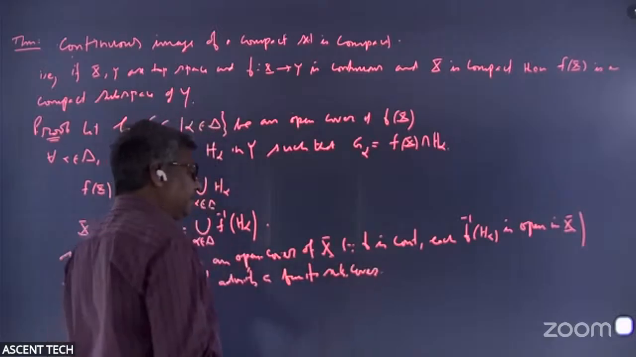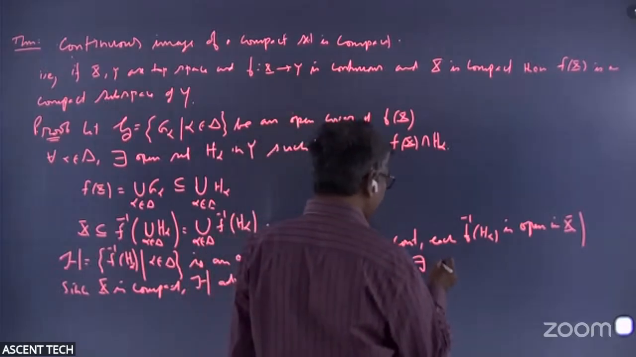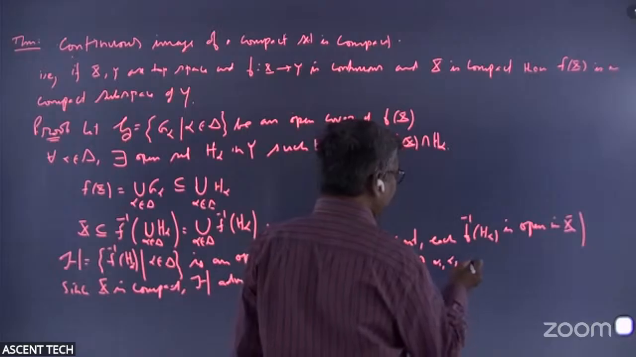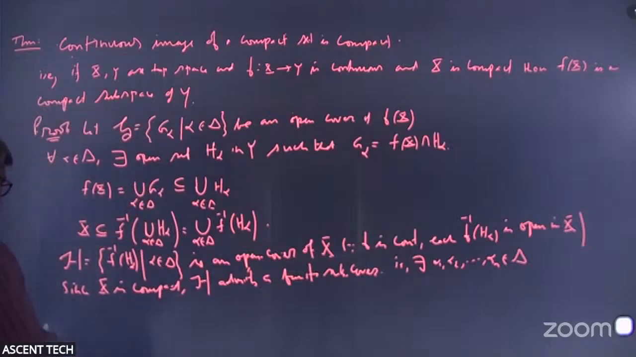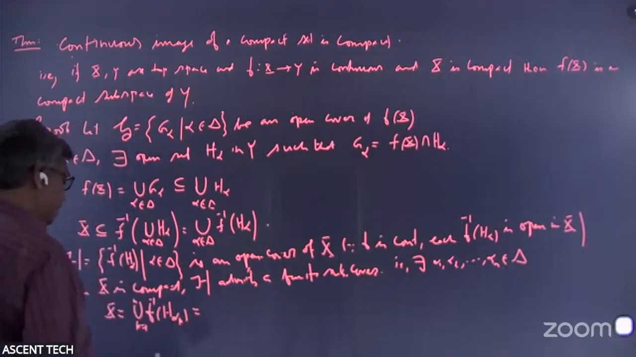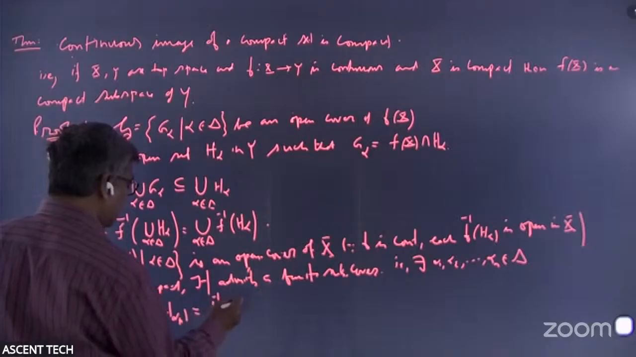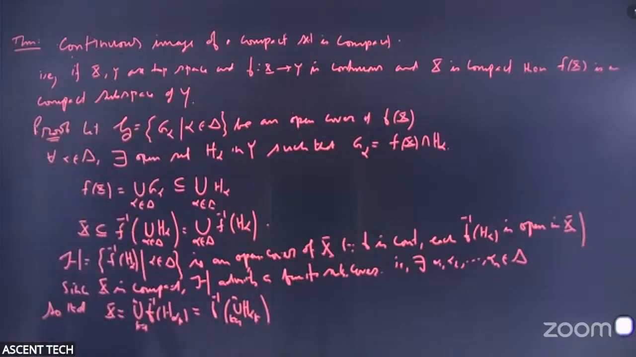What do you mean by that? There exist alpha 1, alpha 2, etc., alpha n, finitely many of them in delta, so that x is equal to the union of f inverse H alpha k, k equal to 1 to n, which is f inverse of the union of H alpha k, k equal to 1 to n. That's it.